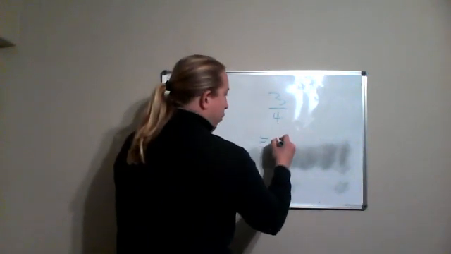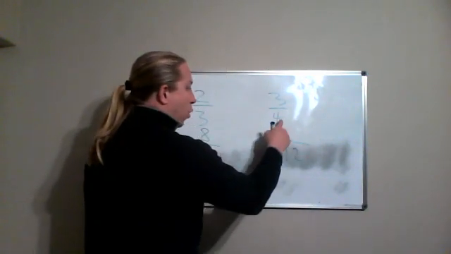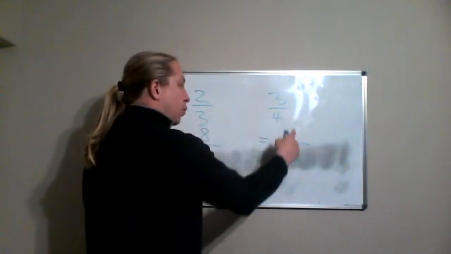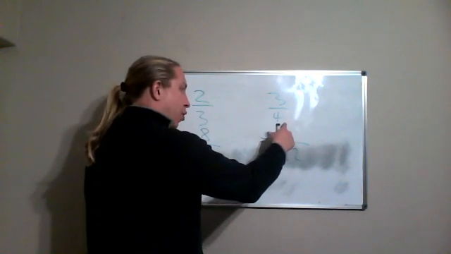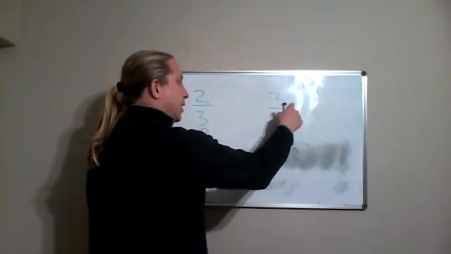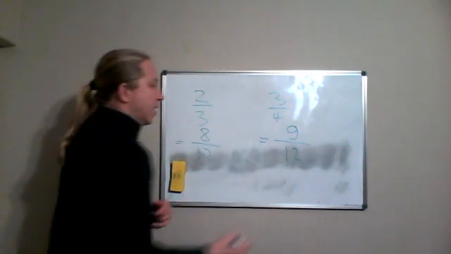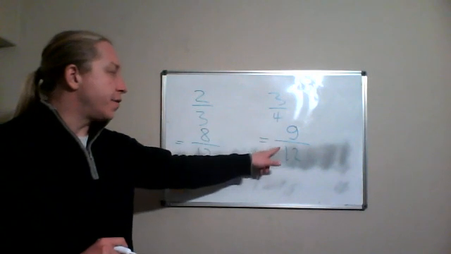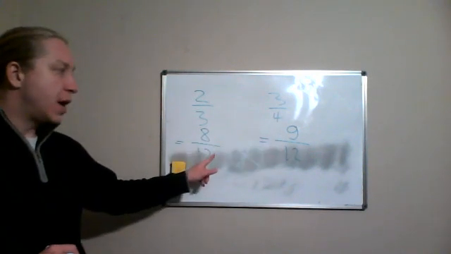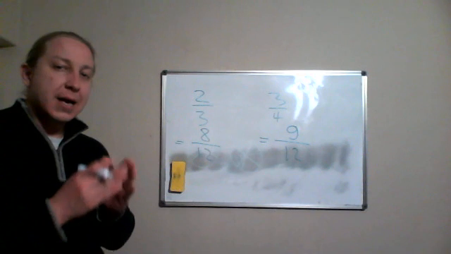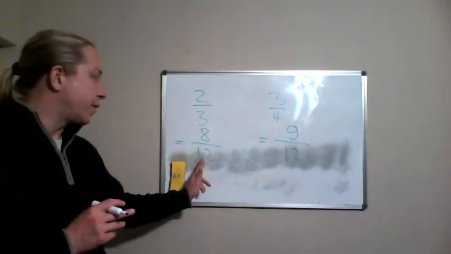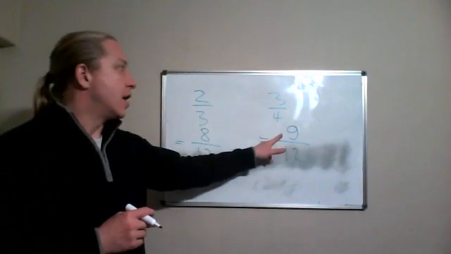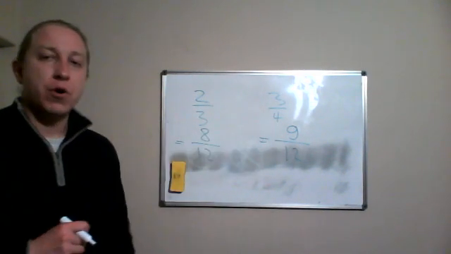Now here, we want to get to 12. What did we have to multiply the 4 by? By 3. 4 times 3 will give me 12. Whatever we do at the bottom, we have to do at the top. So 3 times 3 will give me 9. Now, which one of these is bigger? Well, obviously the 9 over 12 is bigger than the 8 over 12. How can we tell? Well, we are comparing the same size slices. We've cut the whole into pieces of 12. Here I have 8, here I have 9. So definitely 3 over 4 is bigger.